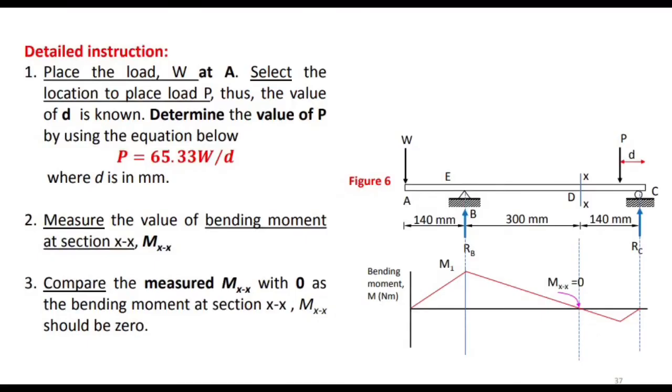In detailed instruction, firstly place the load W at A. Select the location to place the load P, so the value of D is known. Determine the value of P, where P equals 65.33 W divided by D. And then measure the value of the bending moment at section X-X. For the last step, compare the measured moment at X-X with 0 as the bending moment at section X-X.